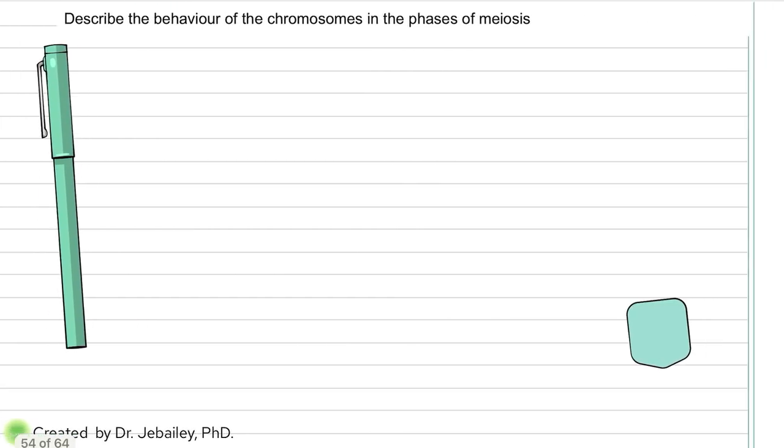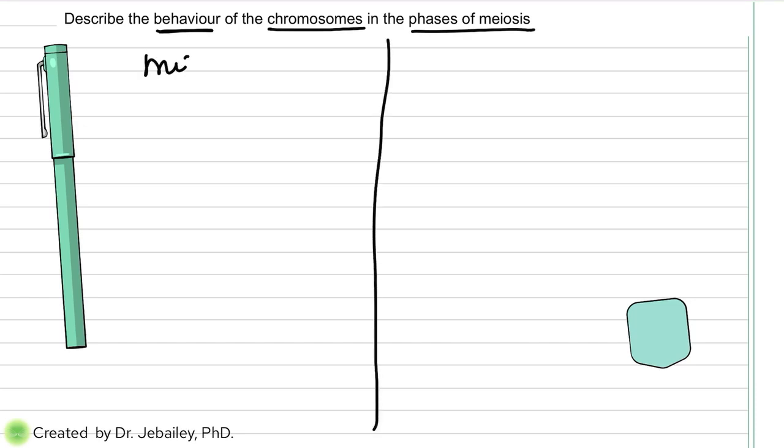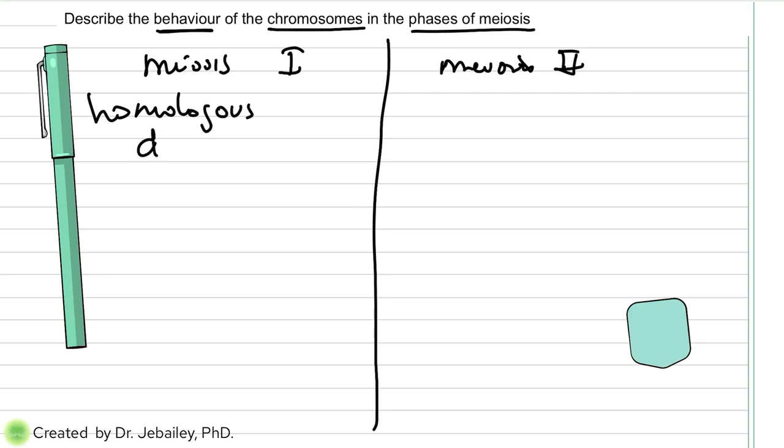Now we're moving to the next question. Describe the behavior of chromosomes in the phases of meiosis. I'm going to do a drawing so you can see what I'm talking about: meiosis 1 compared to meiosis 2. Now, the most important thing is the word we're using. Here, we're always going to use the word homologous chromosomes, for everything that you mention. Here, you're always going to use the sister chromatids.